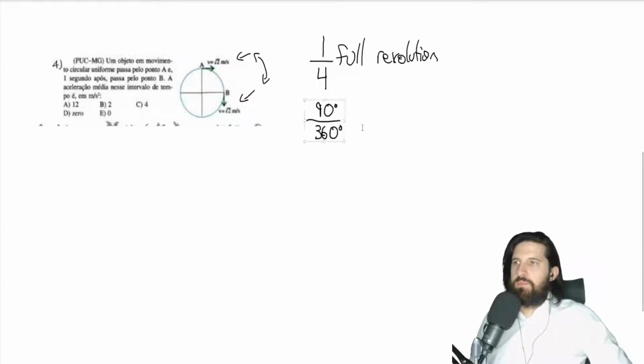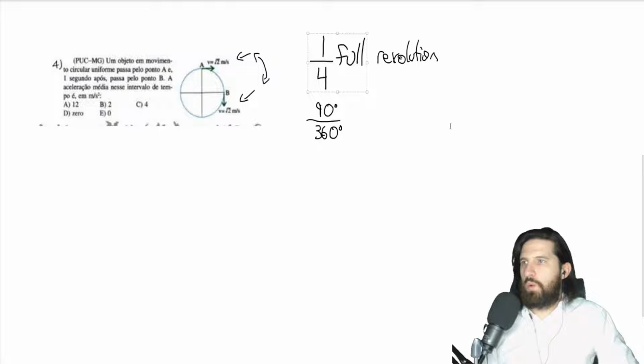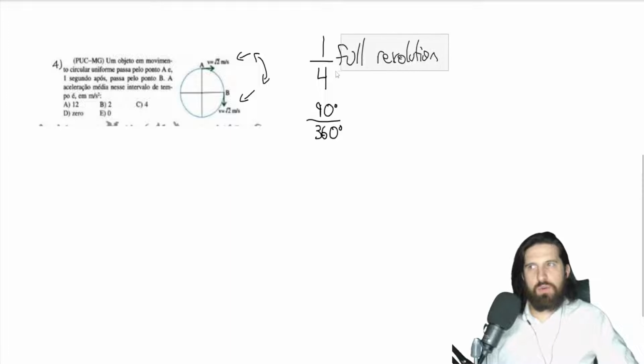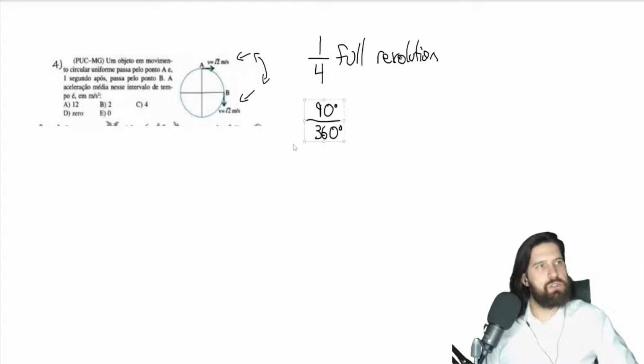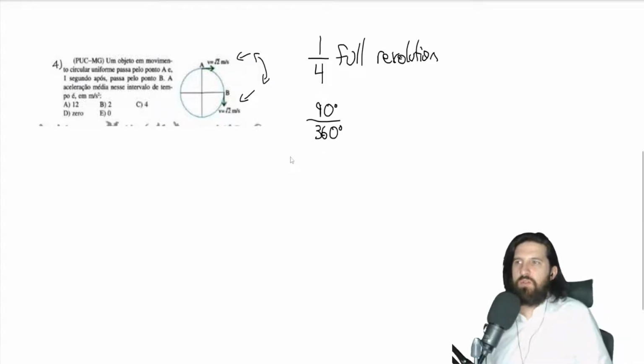Okay, so back to this here. It asks about from A to B, right? It's going from A to B, but that's not 1 full revolution. It's a quarter of a revolution, and we can get that looking at the degrees, the 90 over 360. So it's a quarter of a full revolution. And how long did it take? It took 1 second.